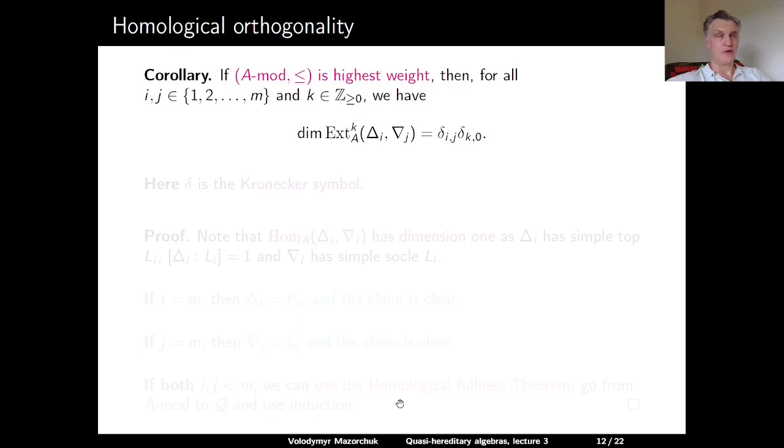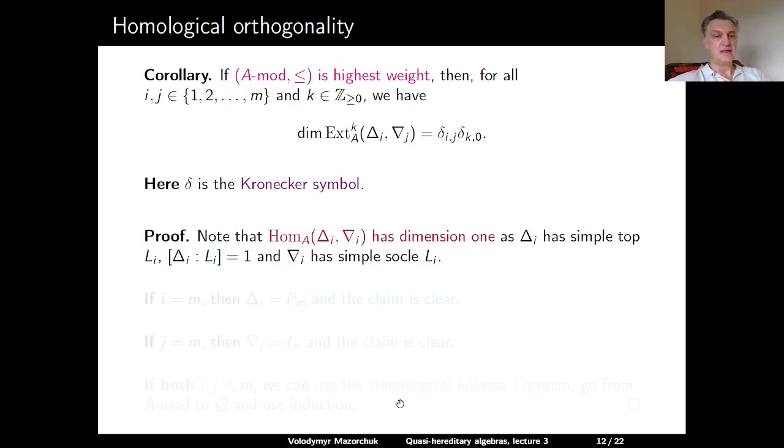A corollary from our homological fullness theorem: if A mod is the highest weight category with respect to our linear order, then for all indices i and j and any non-negative integer k, we have that the dimension of the extension space over A of degree k from delta i to nabla j is equal to little delta ij times little delta k0. Here, little delta is the usual notation for the Kronecker delta.